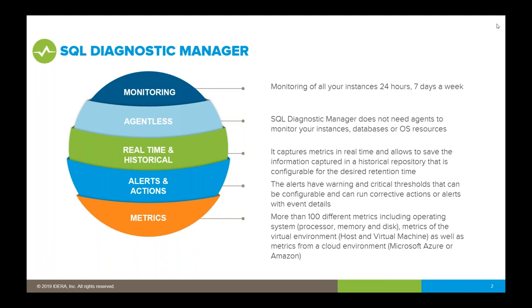Once alerts have been identified, right, something has breached a warning or critical threshold, there's a lot of different things we can do with that information. Obviously, there's notification, right? You can send out email, you can write to the event log, you can send out SNMP traps. We have direct integration with SCOM, so if you're a SCOM shop, we can send that information directly in there. But you can also take actions.